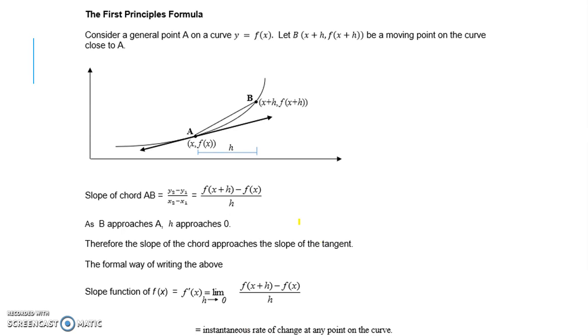So what it does is, you have a function, you calculate its derivative from first principles. What you're finding is the slope of the tangent at that point. Or you're finding the slope function of that, you're finding the derivative of that function. And I'll show you in the next video some examples of using this first principles formula.